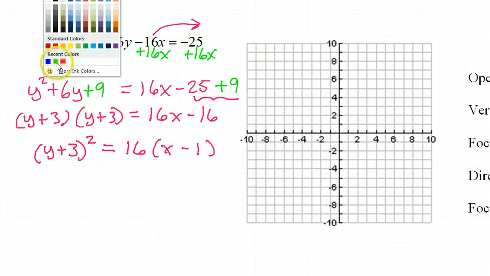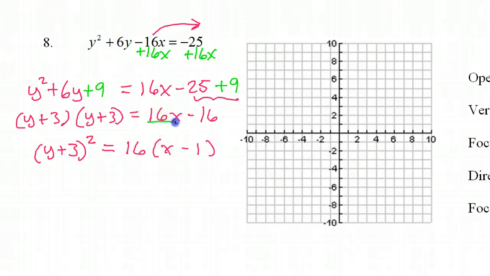Remember, when you're factoring out a common factor, you can think of it as dividing, if you want, in terms of finding what goes on the inside. So 16 divided by 16, that's 1. And 16 divided by 16 is 1 again. So you get this. So now we have written the problem in standard form, so we can look at it and know things.